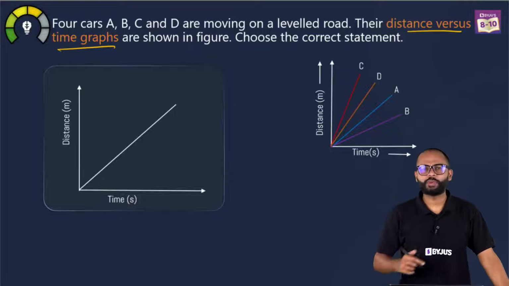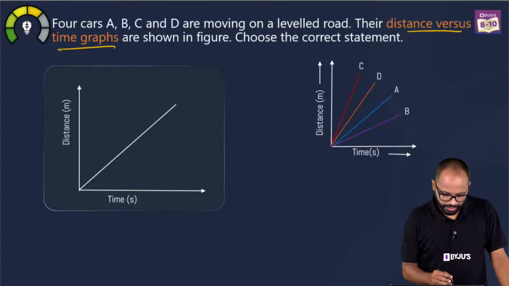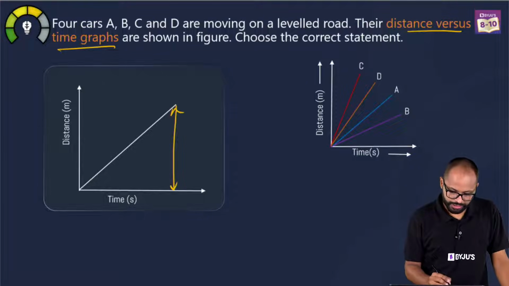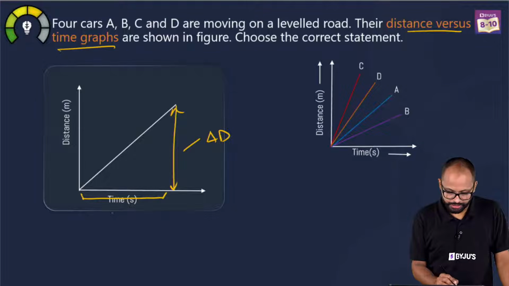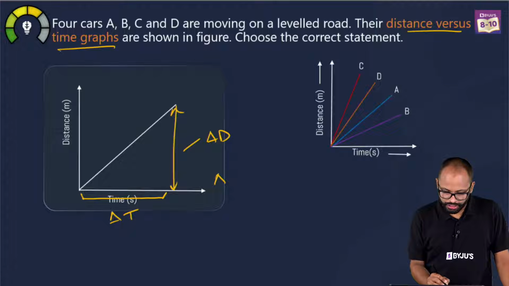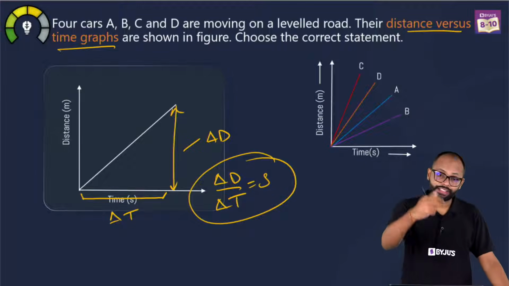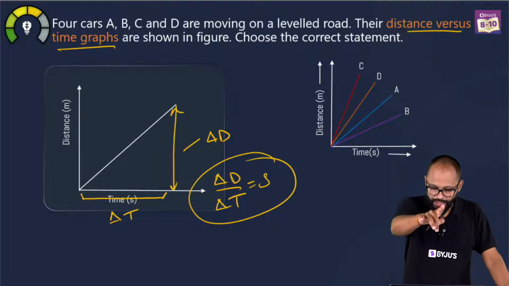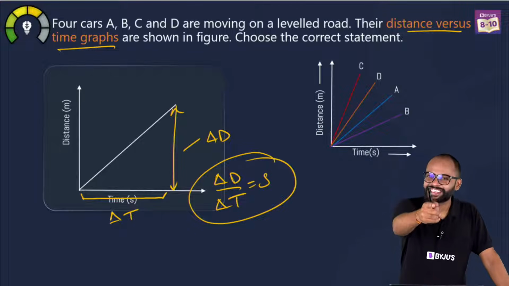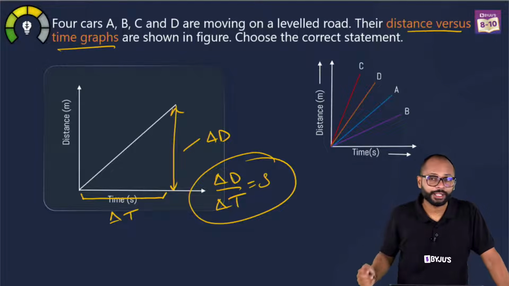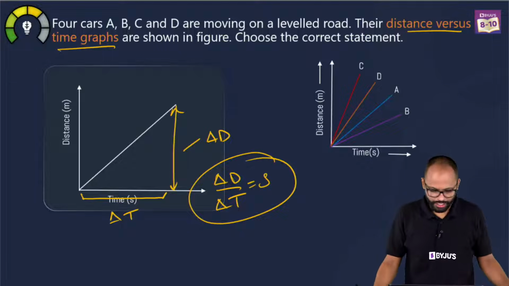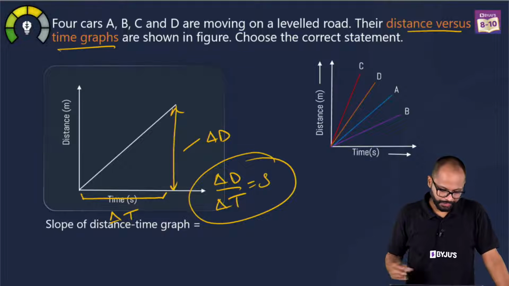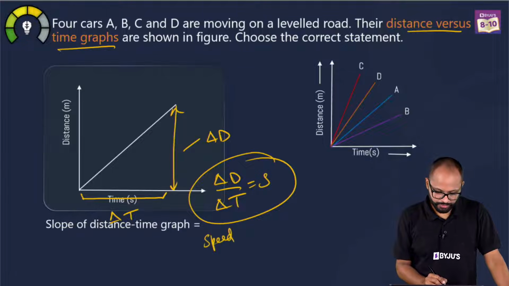What is slope? Slope is change in distance upon change in time. Change in distance means this. Let's say this is delta d. Change in time, let's say this is delta t. So delta d by delta t, right? This is speed and this is the slope, right? Which one of them is highest? Nice. C has the highest slope, means C has the highest speed, right? And how do you determine this? You know what? There are two ways of doing it. This is speed, all right?